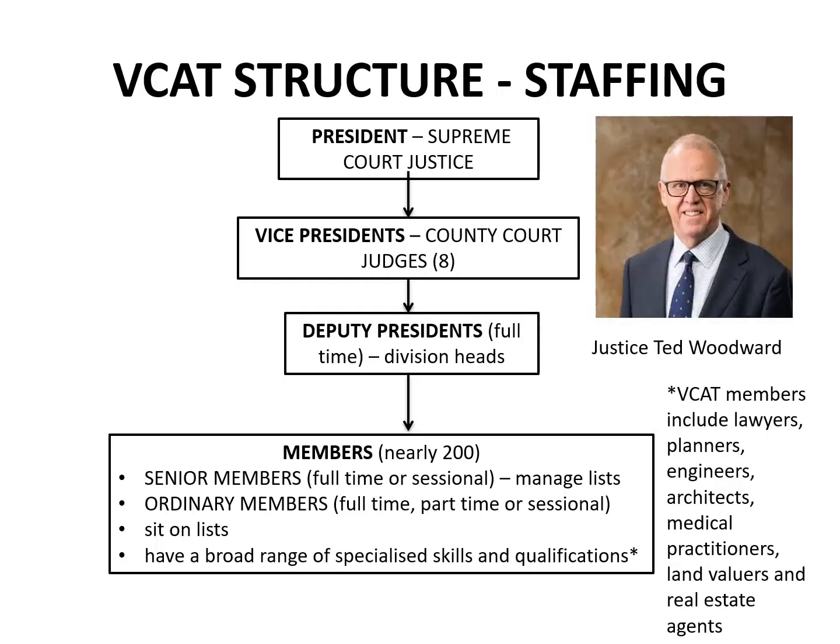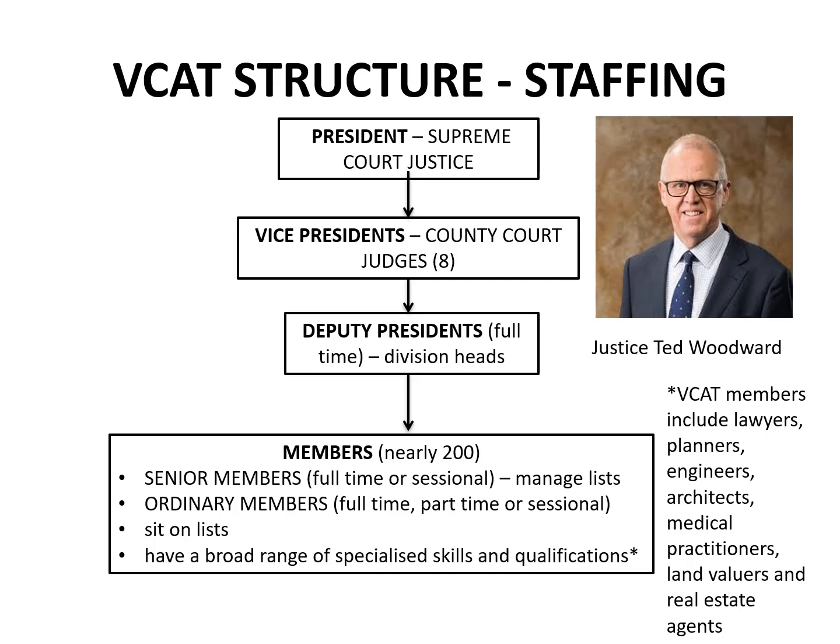This slide sets out the structure of VCAT in terms of its staffing. The President of VCAT is required to be a judge of the Supreme Court of Victoria. The current President of VCAT is Justice Ted Woodward. There are also 8 VCAT Vice Presidents who are judges of the County Court of Victoria. The President and Vice Presidents are obviously legal experts, and they will typically rule on legal questions that come before VCAT.